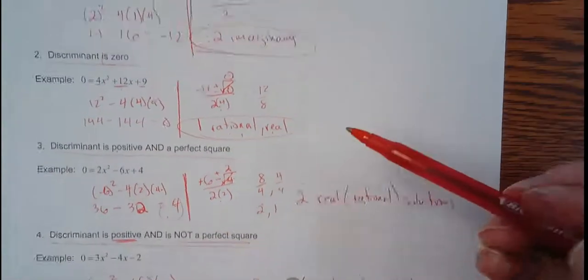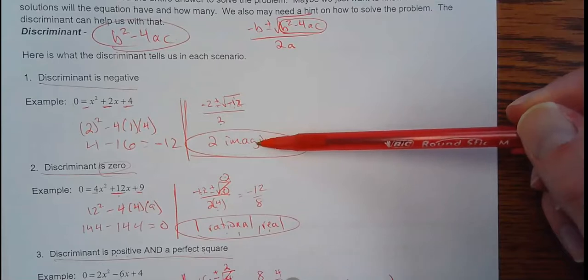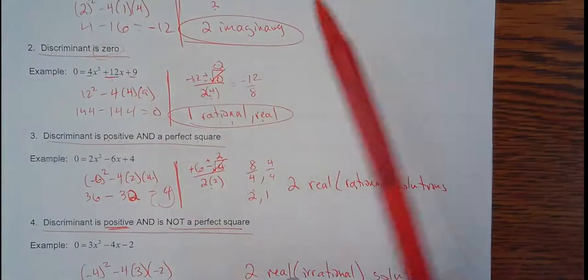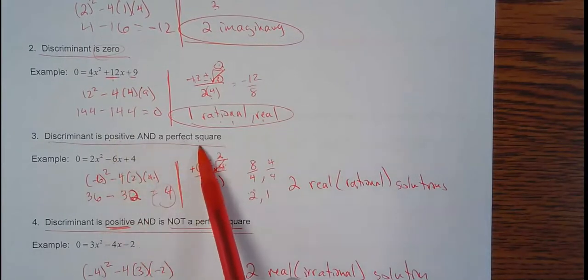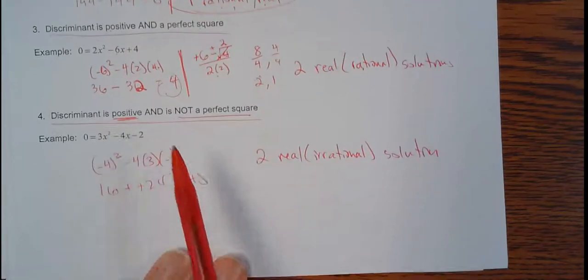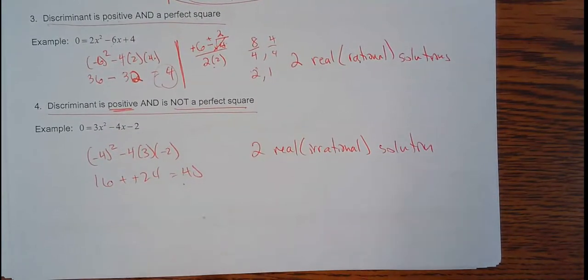So these are 4 things to know here. If it's negative, 2 imaginary solutions. If it's 0, 1 rational real solution. If it's positive and a perfect square, it's going to be 2 real rational solutions. If it's positive but not a perfect square, it's going to be 2 real but irrational solutions.